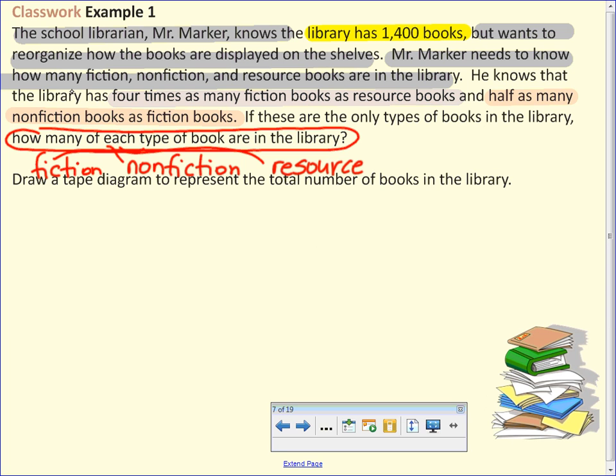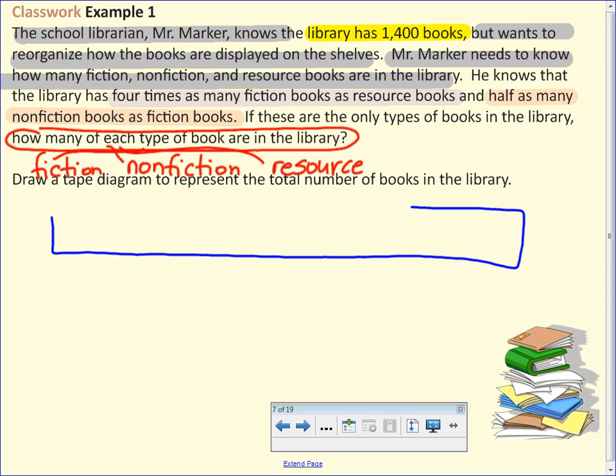All right, now the first step, they're asking us to draw a tape diagram to represent the total number of books in the library. So what is the total number of books in the library? Our total. So our tape diagram is going to be large because that's our total. Step 1 done. That's our tape diagram for the total number of books in the library.